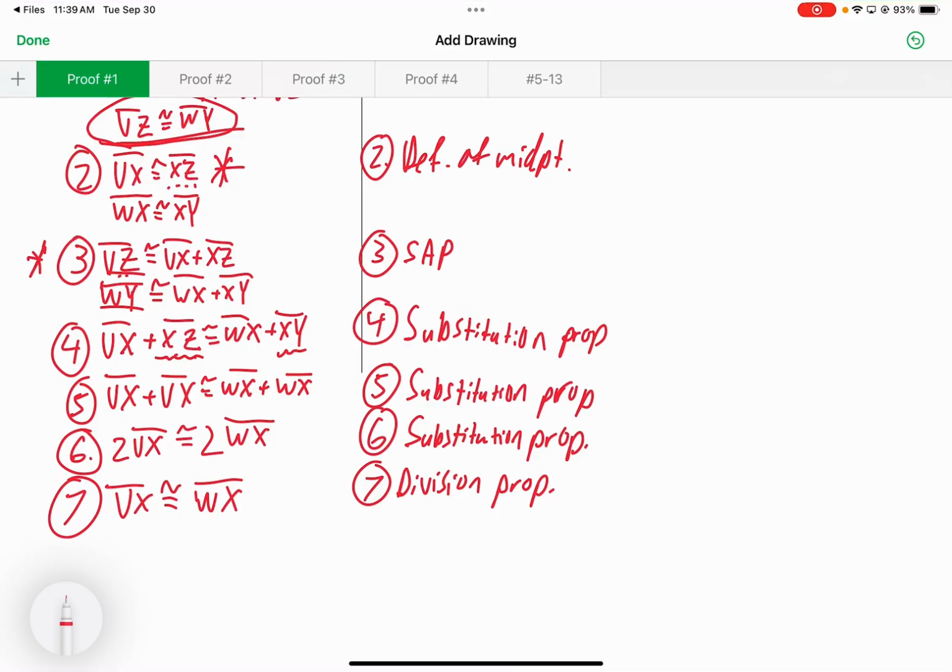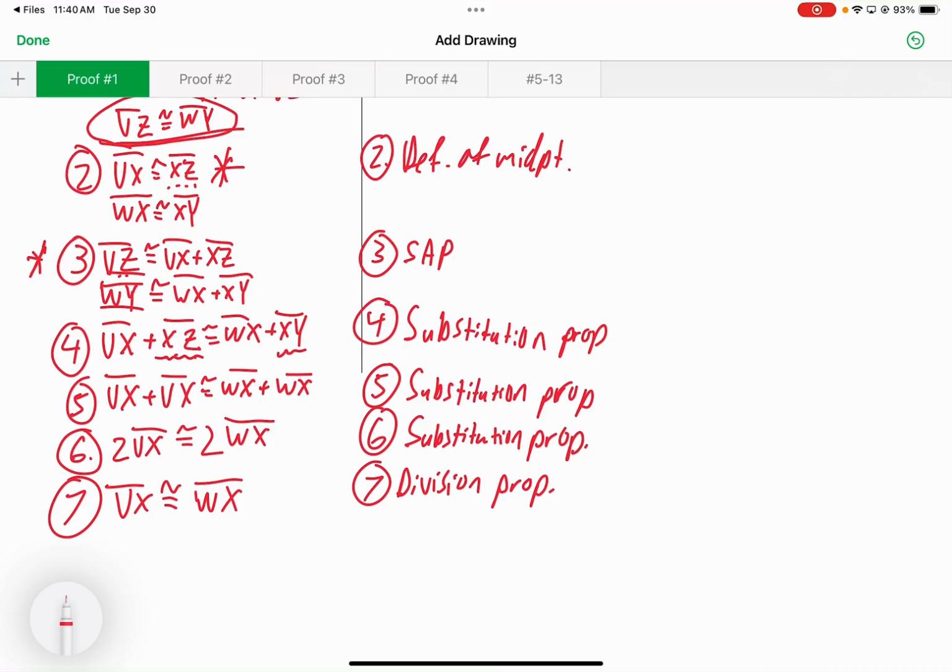Are you saying you go from step 4 just to step 7? From here to here? Yeah, because you already know that VZ. Do I know that XZ and XY are congruent, though? I don't think I do. Yeah, that's why you can't.